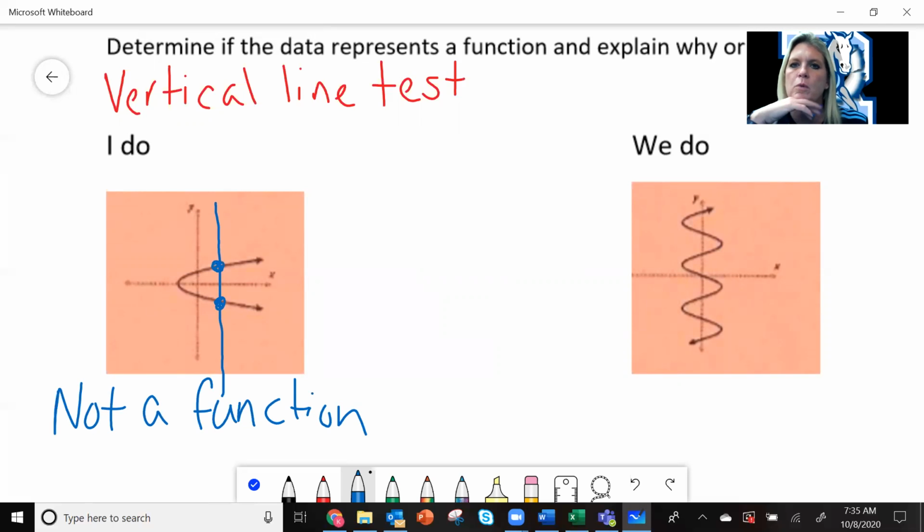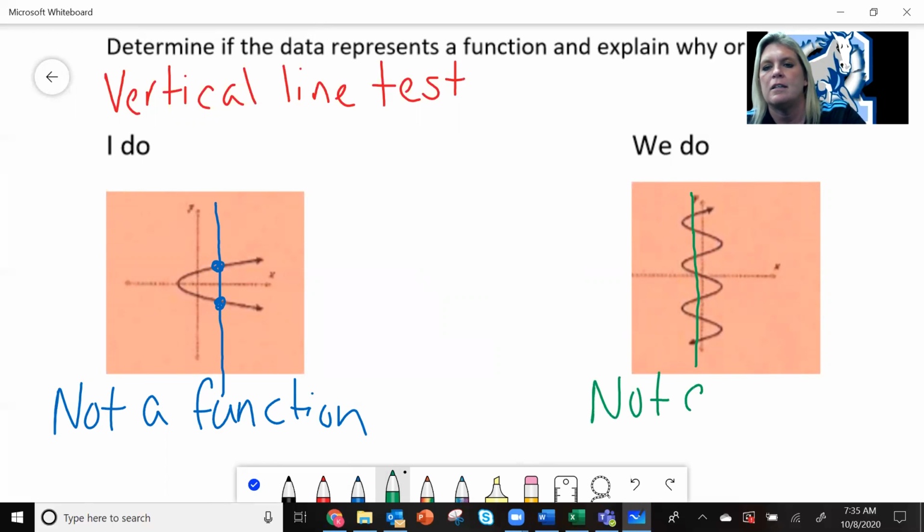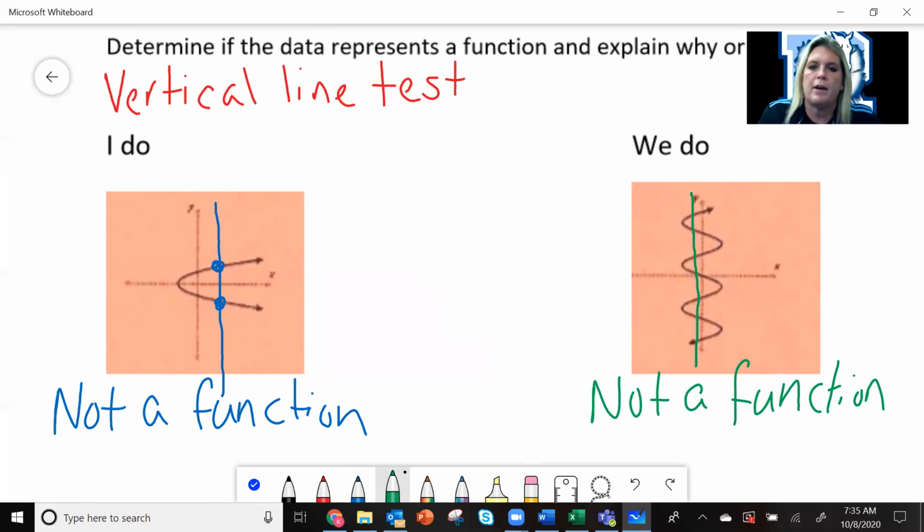So look at the one on the right. Is this one a function or not? If you draw a vertical line, does it cross it in more than one spot? Well, it helps if you can draw a vertical line. So as I draw a vertical line and I go up and down, it touches in multiple spots. This one, again, is not a function. Okay, make sure you have that down. And we're going to try two more.